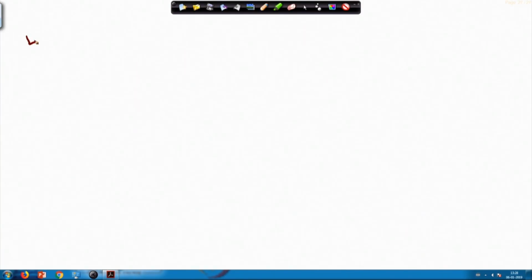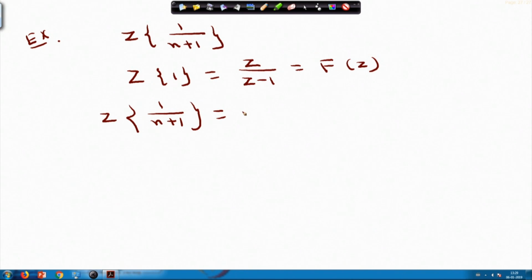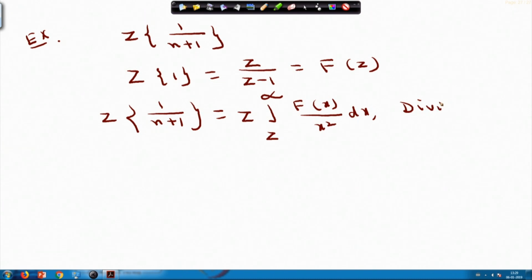Let us solve one more problem. We want to find the z transform of 1 by n plus 1. We know that the z transform of 1 is z by z minus 1, so this equals say F z. Therefore, the z transform of 1 by n plus 1, using the division property, equals the integral from z to infinity of F x by x square dx. Please note that here we have used the division property.